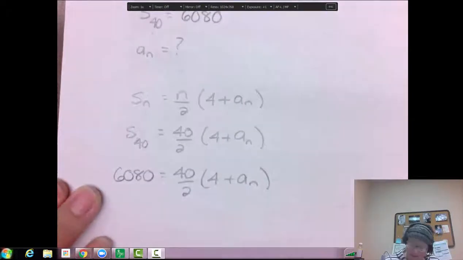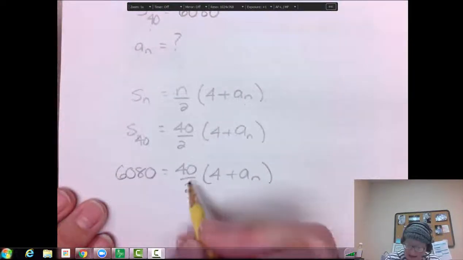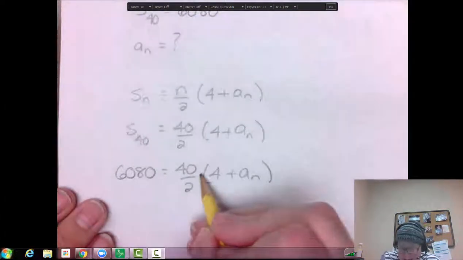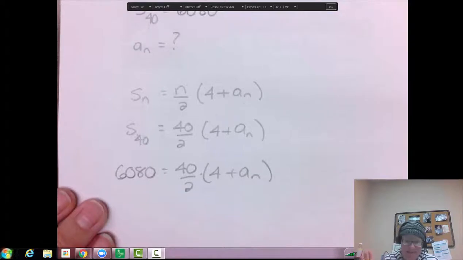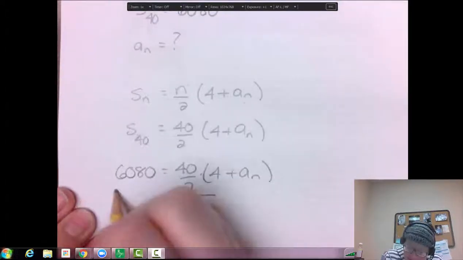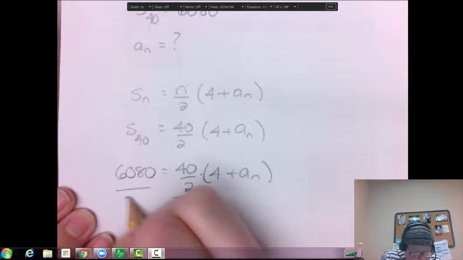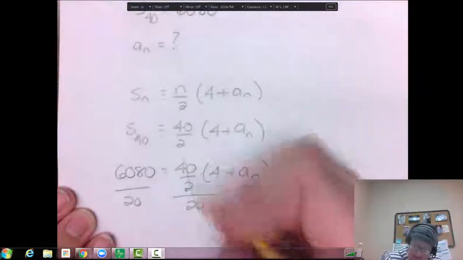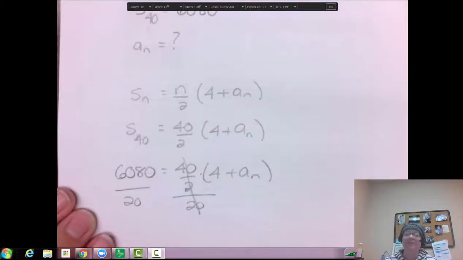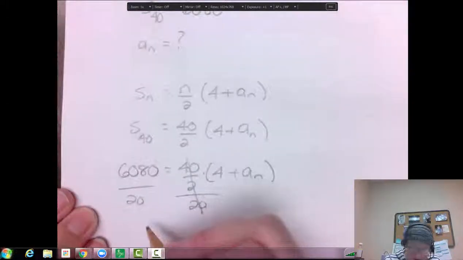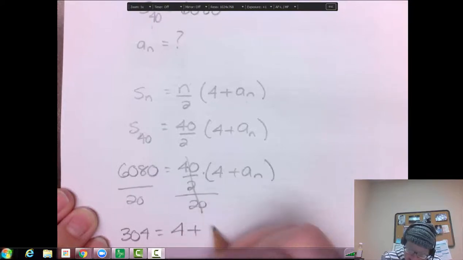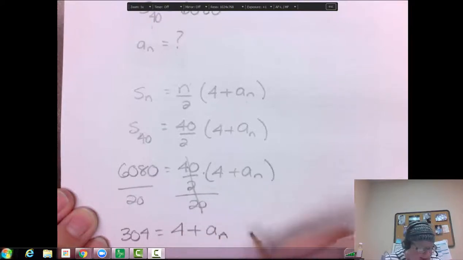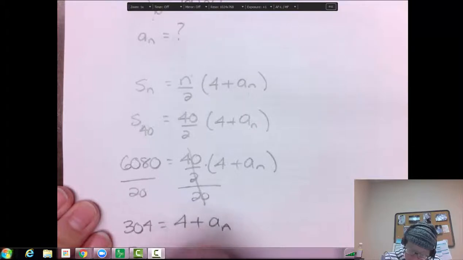Then I can simplify this. 40 over 2 is 20, right? And this is being multiplied by this, so I could distribute it, but then I would have to divide it out twice. Kind of a silly step. So I can divide both sides by 20. That's going to cancel these, because 40 divided by 2 really is 20. And 6080 divided by 20 is 304, which equals 4 plus a to the n. And then subtract the 4 and you get 300. That is a to the n.